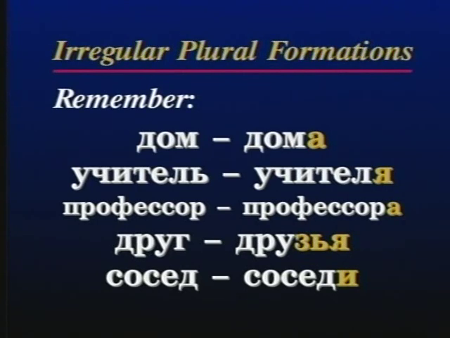Дом, дома. That's how we say houses. All of a sudden, instead of using the regular «ы» ending, we have the «а» ending. Дома. That sounds so much better. Учитель. Учителя. Teachers. Профессор. Профессора. Professors. Да? Друг. And you already know this. Друзья. Сосед. Соседи.